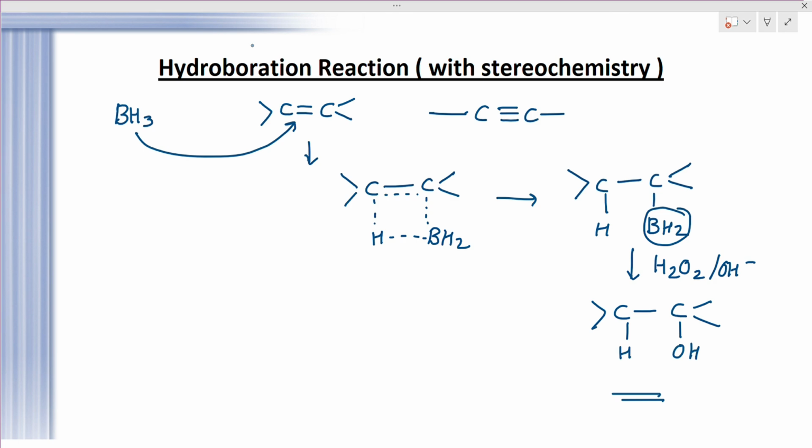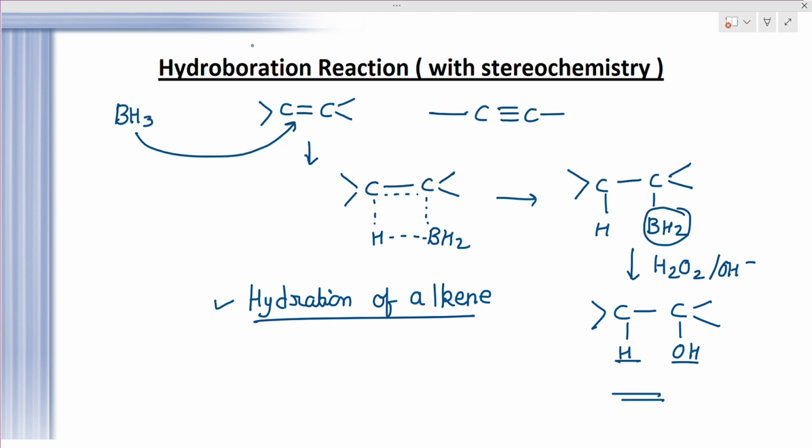So actually this is a hydration reaction. Hydration of alkene means the addition of H2O along the double bond. You can see this H and OH both are added on the two sides of the double bond, so we are adding the water. So we can call this reaction a type of hydration reaction.